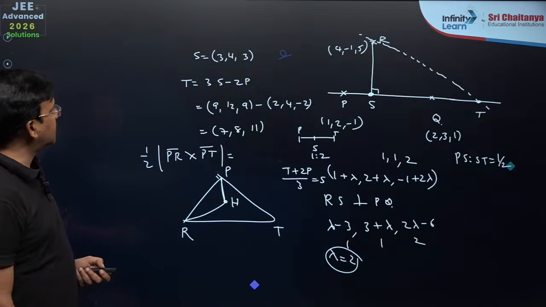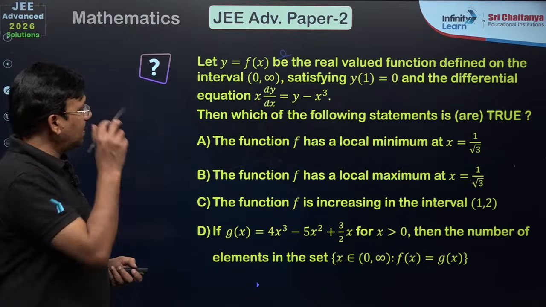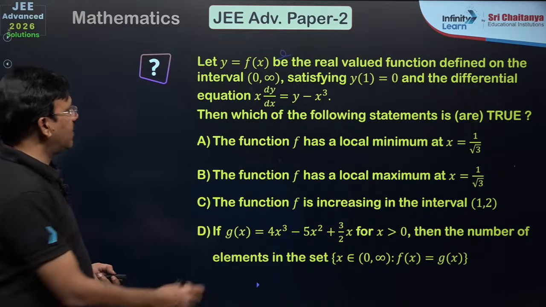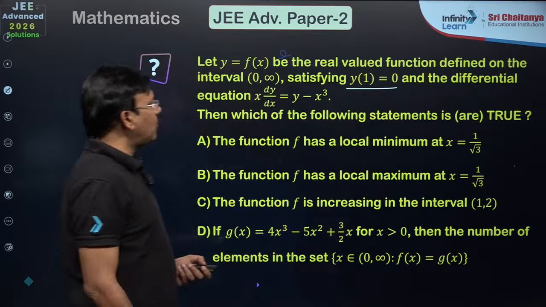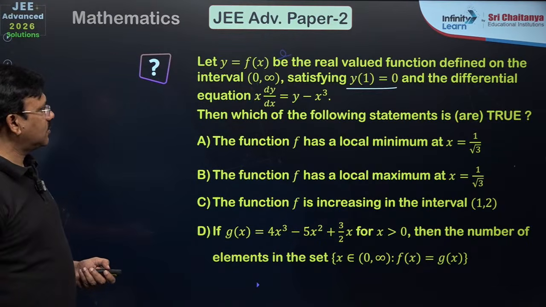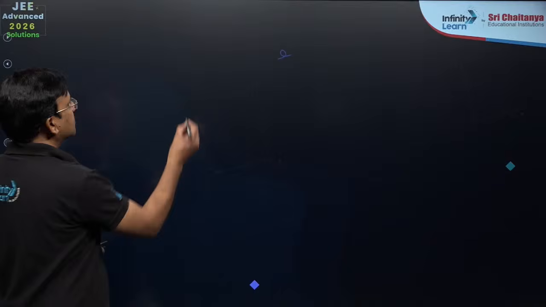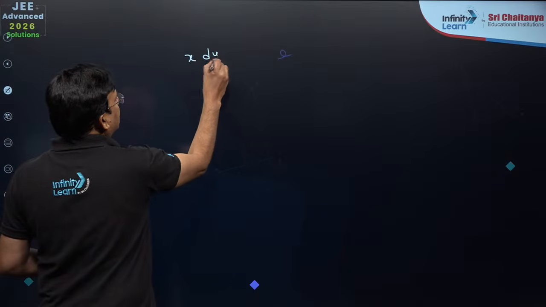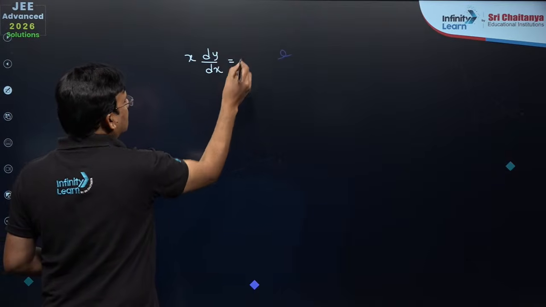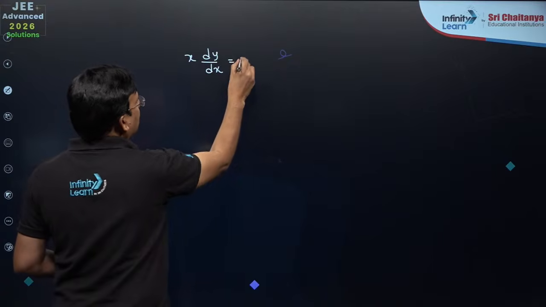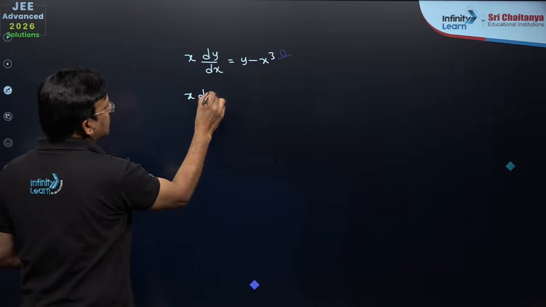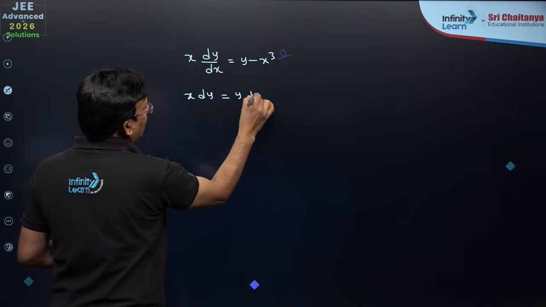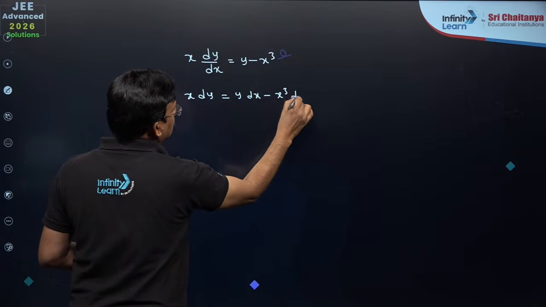Okay, the next question, a differential equation is given, f of x satisfying this and y of 1 equal to 0, followed by certain questions. x dy by dx is equal to y minus x cube. Okay, fine. Interestingly, this is x dy is equal to y dx minus x cube dx.